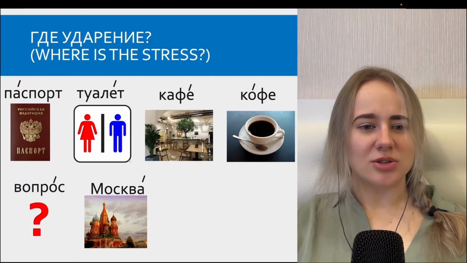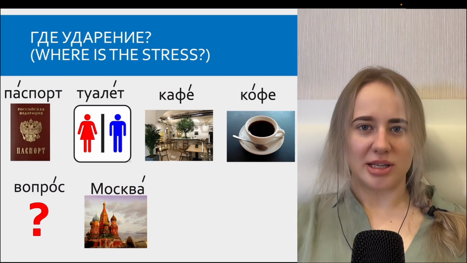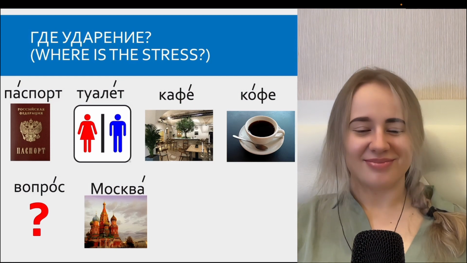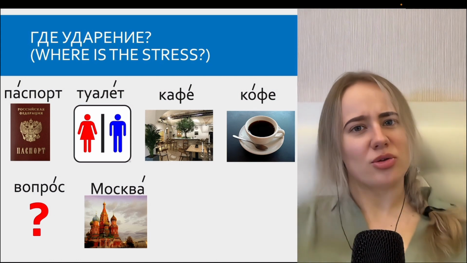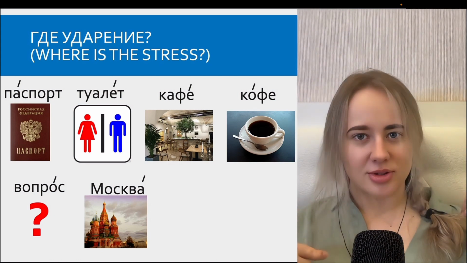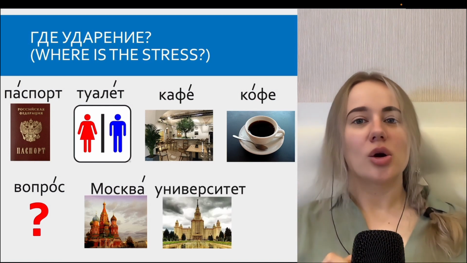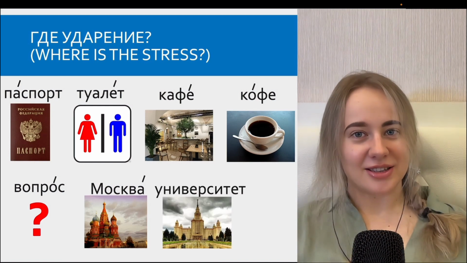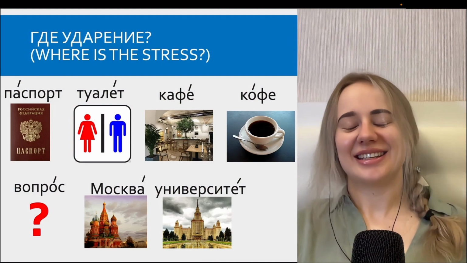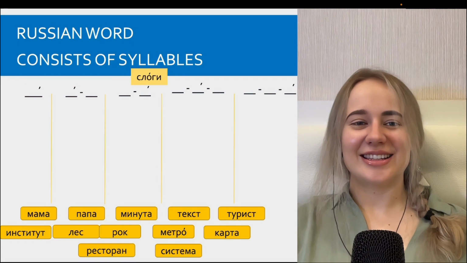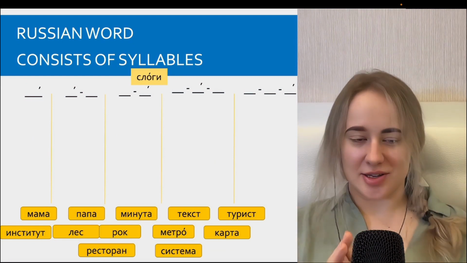As you noticed, I don't even pronounce O clearly. I pronounce it like ah, Moskva, because for O we need to put in effort to say it clearly. Университет. Отлично.